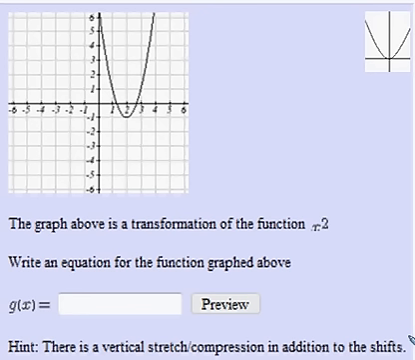In this problem, we're told that the following graph is a transformation on the function y equals x squared, and we need to write its equation. Notice in the upper right hand corner, I drew a quick sketch of y equals x squared, and note that y equals x squared normally has its vertex at the origin here at 0, 0. So what they must have done to get this graph is take this graph and move it to the right 2 units and then down 1.